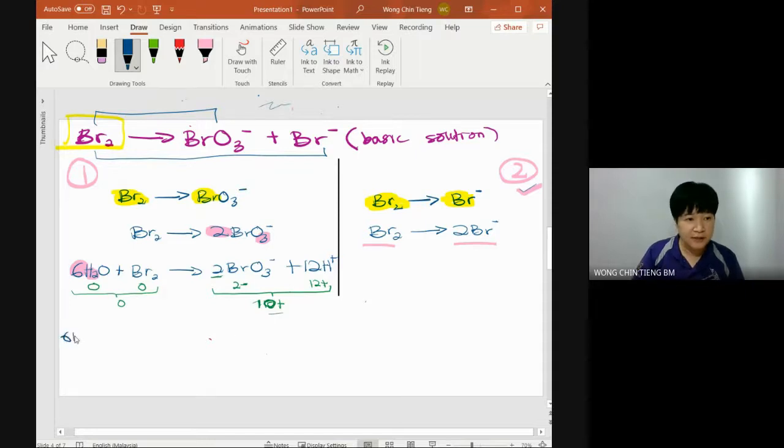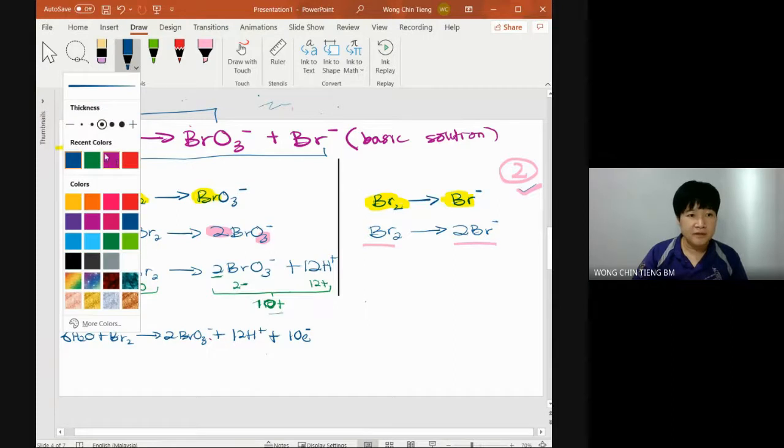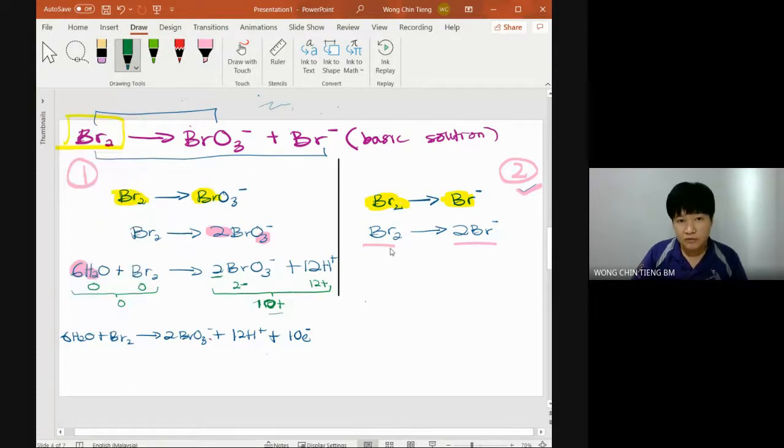So kat sini saya dah tak muat. So teacher salin balik. I have 6H2O. I have Br2. And then I have 2BrO3 minus. Make sure you're doing it together with me. Forgive my bad writing. And I have 10 electron.